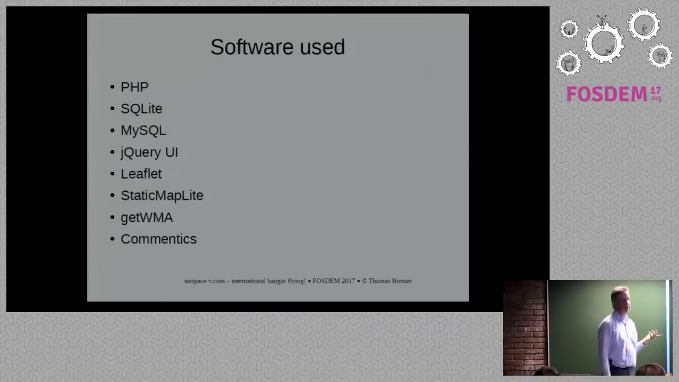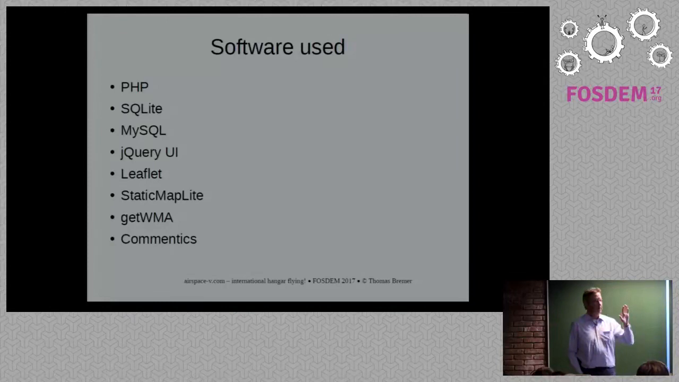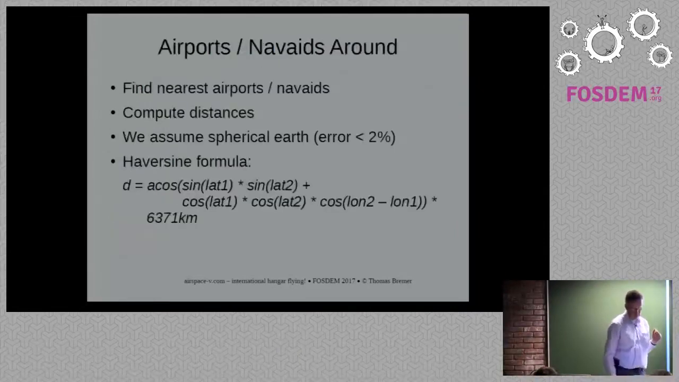Software used for all this is PHP, as I already said. Databases: SQLite for the aviation data, and MySQL is used by the common system. jQuery for the UI, and Leaflet to render the maps. Then static map light. I found that, and it's great to already show a map while the tile map is still rendering, so you get a first impression. You can already see if you're at the right point. Well, getWMA, I already talked about that, and Commentix is the common system I'm using on this website.